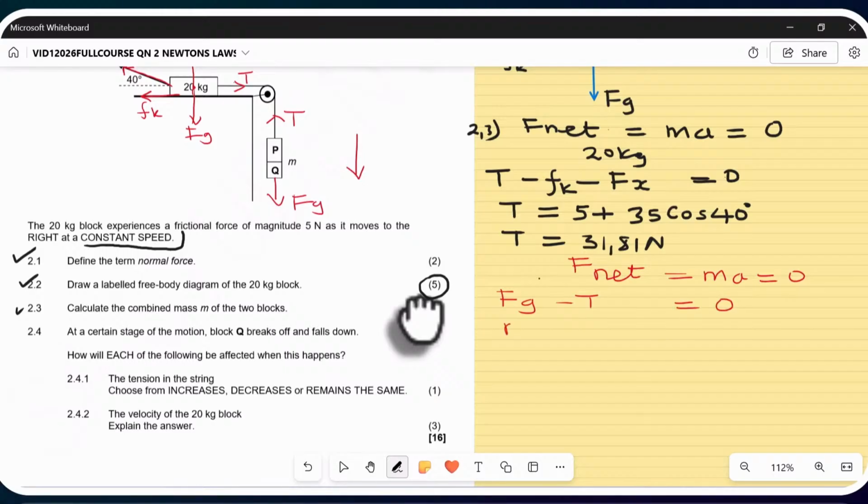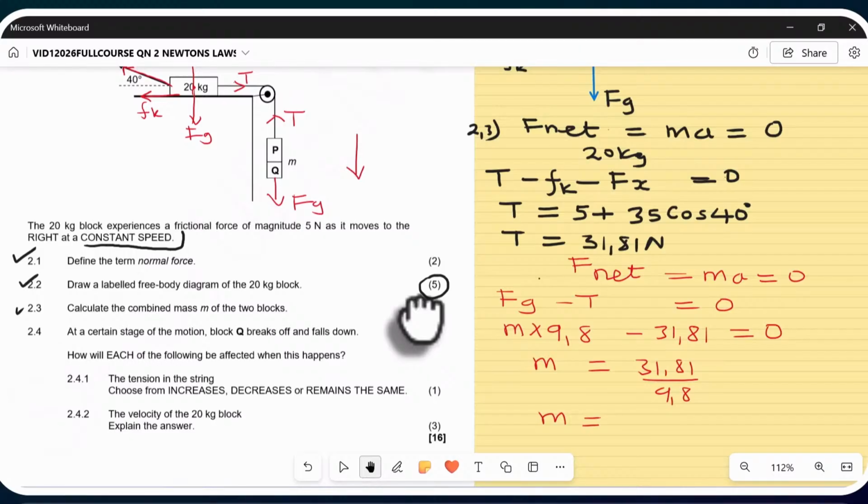So from here our mass M will be given by 31.81 divided by 9.8. What do you get, calculators? My calculator gives me 3.25 kilograms. 3.25 kilograms. Okay, that was question 2.3.